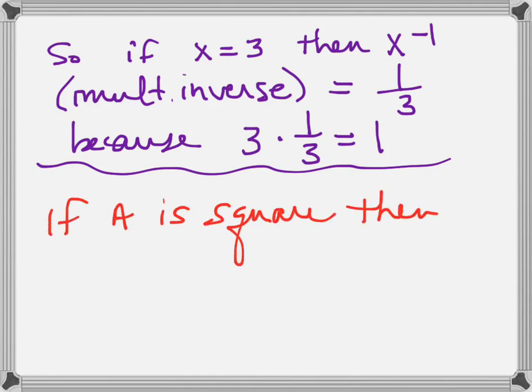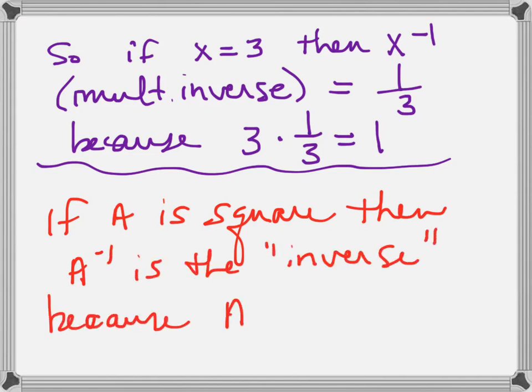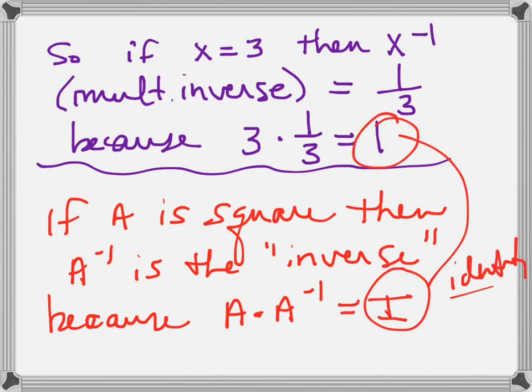Now that's true with matrices. If A is a square matrix, then A inverse, not read A to the negative 1, but A inverse, is the inverse, because matrix A times its inverse will give you the identity. Just like 3 times 1/3 gives you 1, no matter what order you do, A times A inverse or A inverse times A, they should cancel each other out and give you the diagonal of 1s, and every place else is 0s.